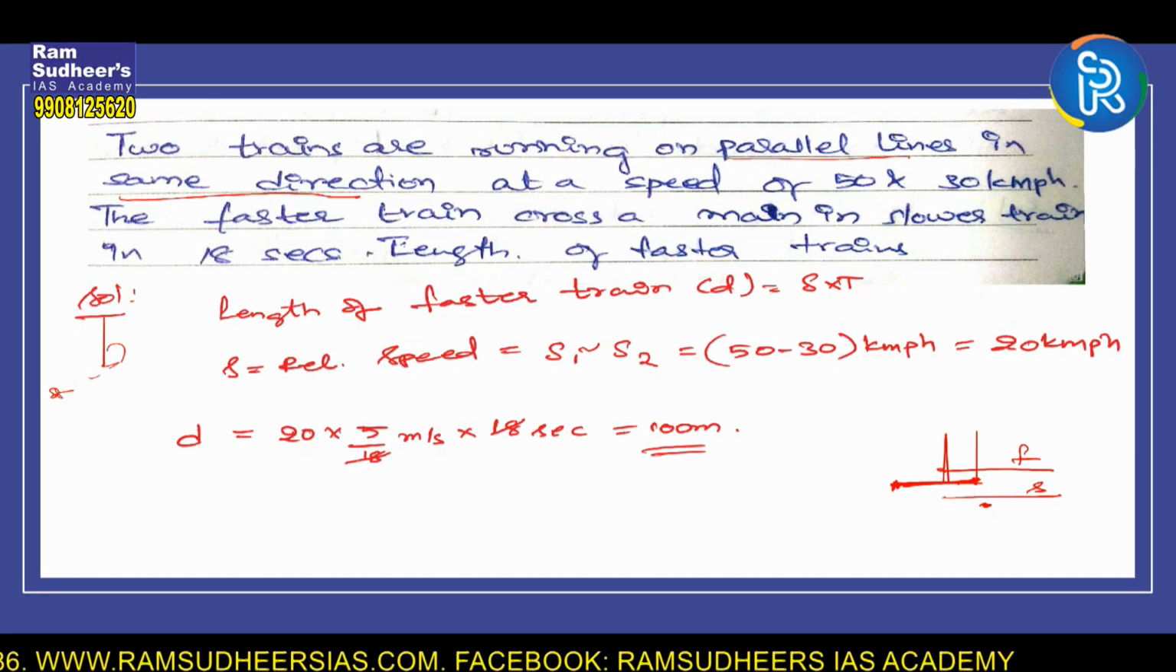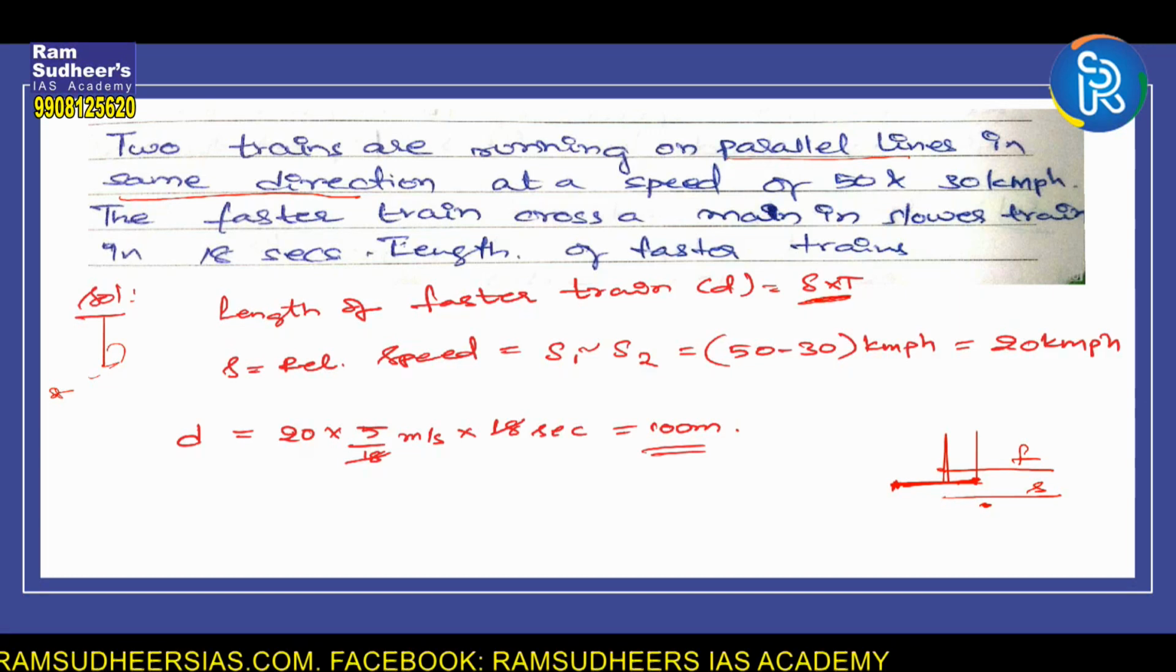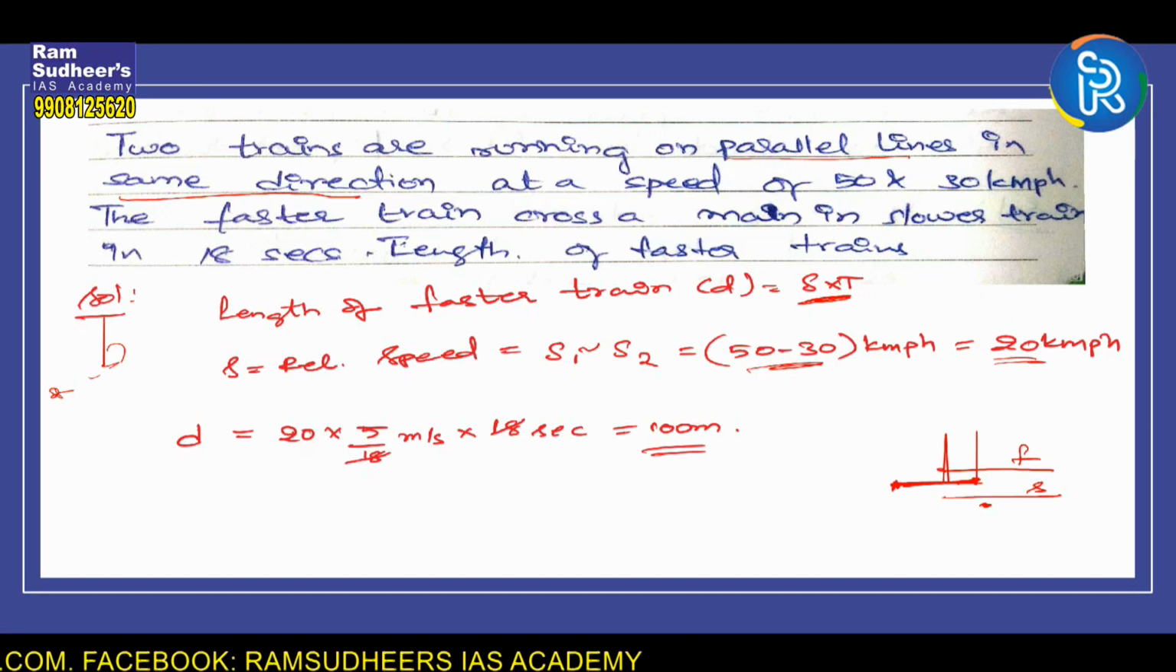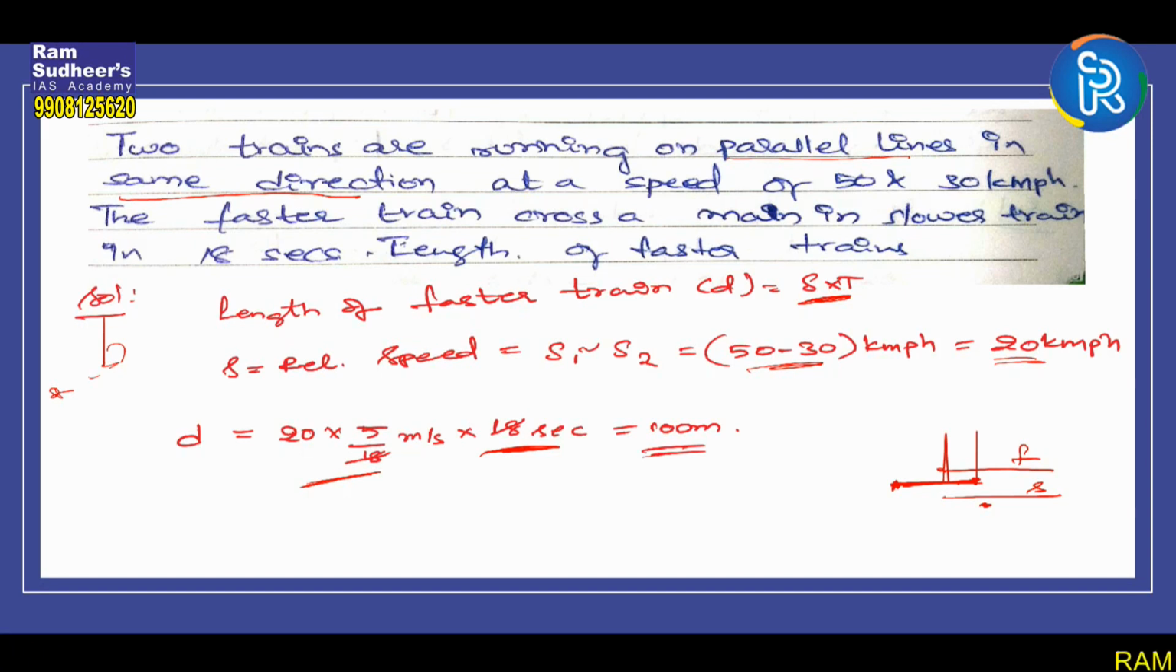So the length of the train would be speed into time. Speed here is the relative speed, which is 50 minus 30, 20 km per hour. Mostly the length of the train will be in meters, and therefore I have converted it into meters per second by using the multiplication factor 20 into 5 by 18, into the time taken, 18 seconds. Therefore my length of the train turns out to be 100 meters.